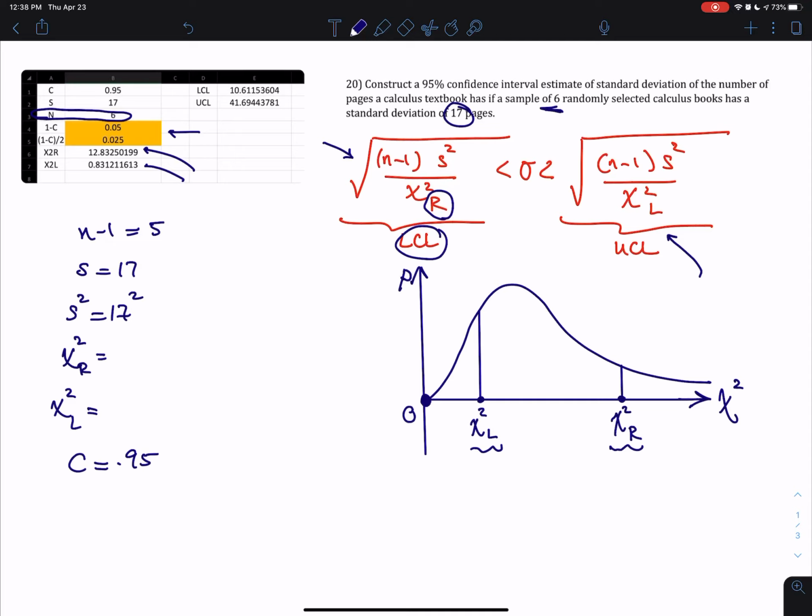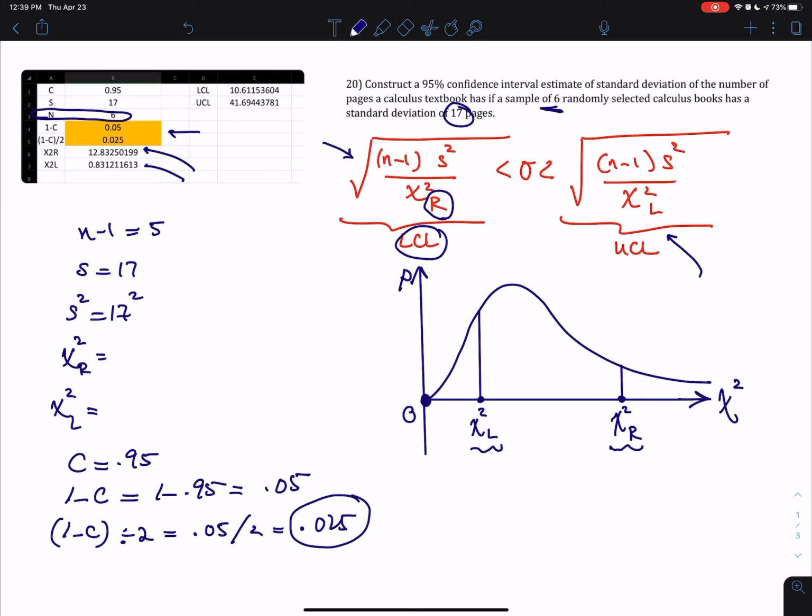Now, what probability do we use for the chi-square calculation? And you always start with chi-square right. And if you recall, what we need to do is calculate 1 minus the confidence level, which is 1 minus 0.95, which is 0.05. And then we need to take that and divide it by 2. So 0.05 divided by 2 gives me 0.025, and that's what gets typed in the chi-square formula.